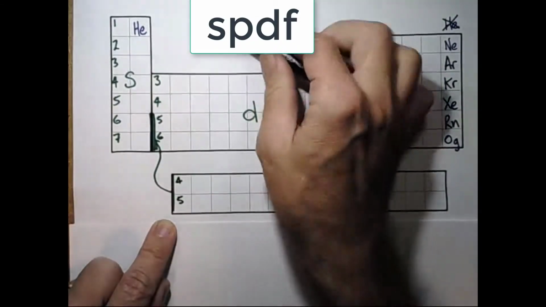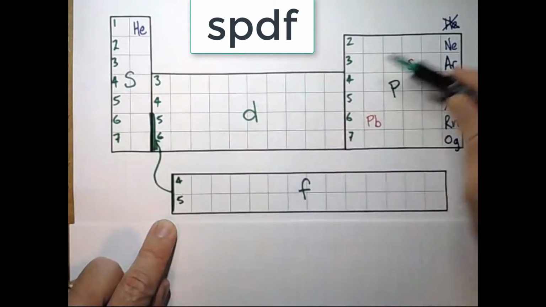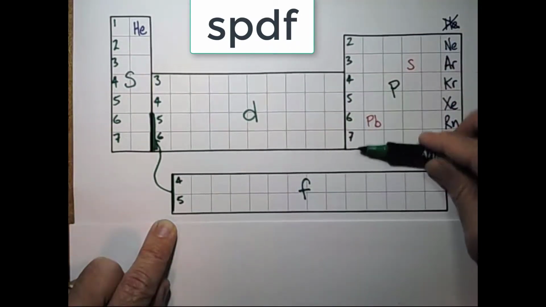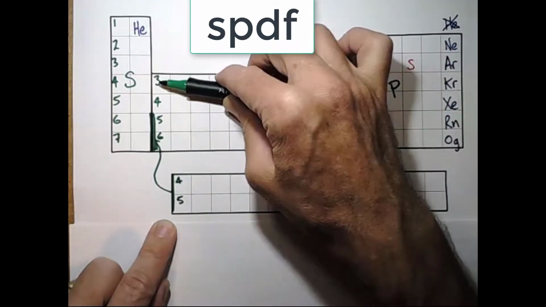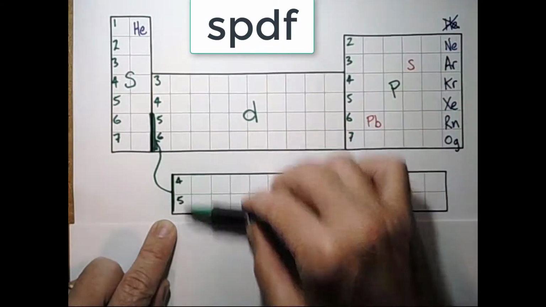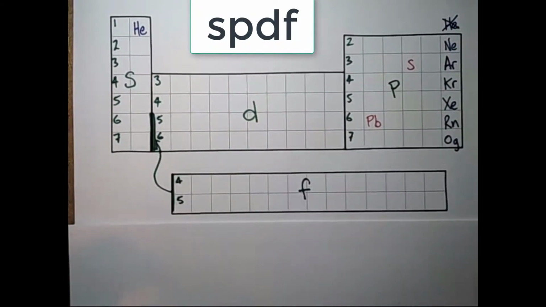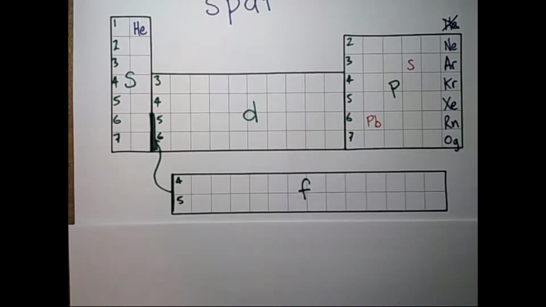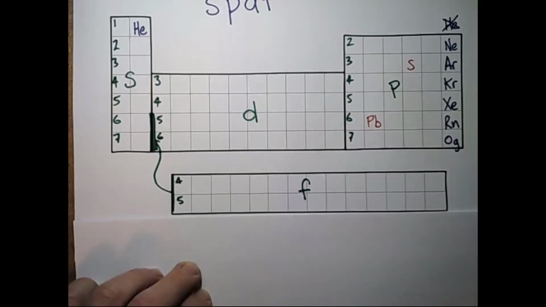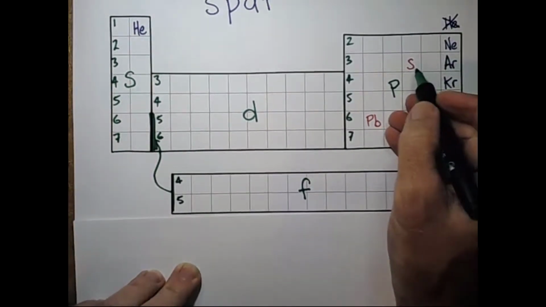Okay, so that's pretty easy. S starts with 1, P starts with 2, D starts at 3, and F starts at 4. Quite easy to remember. All right, so let's walk the periodic table and let's work out some electron configurations. So I thought I might do sulfur first.